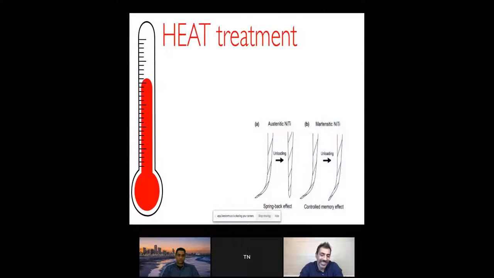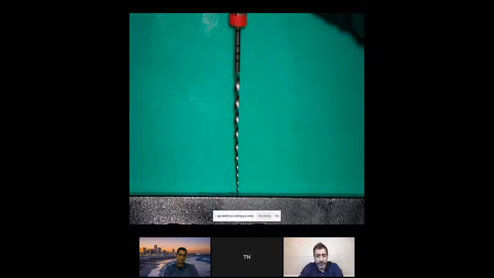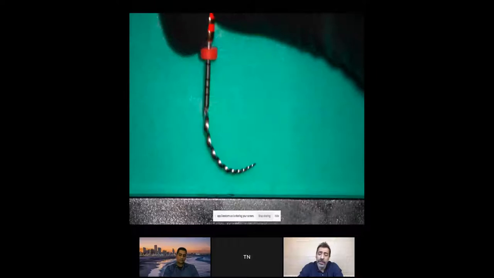So basically, this is it. When you are talking about an austenite nitide file, after putting a load on it, it's going to take back its original shape. When you have a martensite nitide file, it has a controlled memory effect. So you are going to pre-bend it, and it's going to conserve this pre-bend. It's very versatile when you are dealing with lots of cases, especially molars. When you are trying to shape a mesial canal on a second upper molar, you can pre-bend the file and try to introduce it. So depending on the heat treatment, you can have a lot of flexible files.